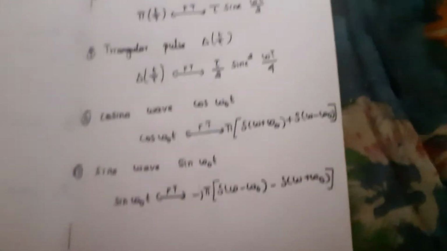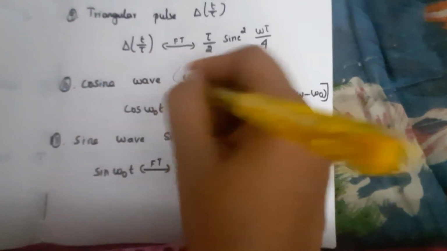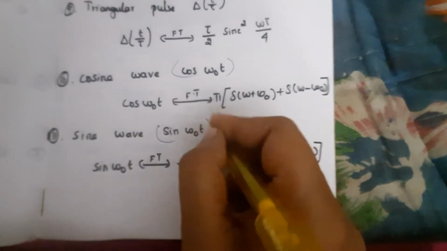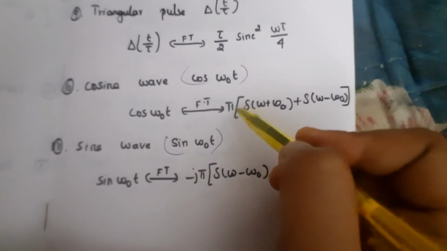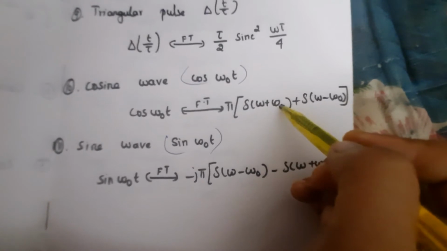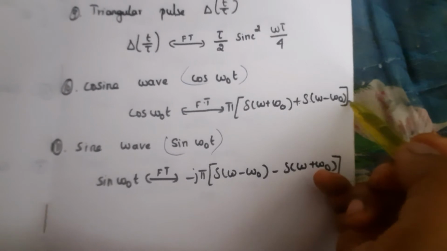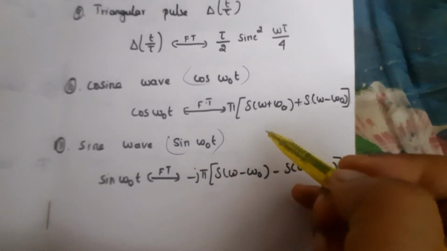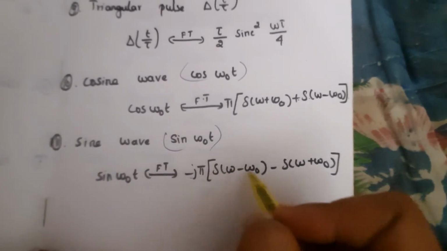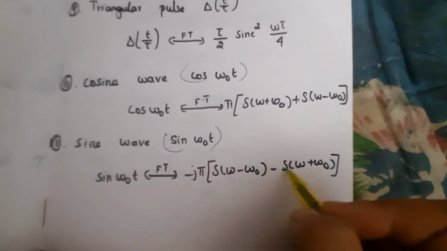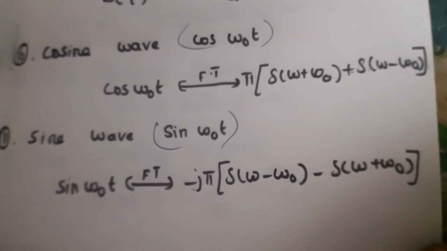And similarly for the cosine wave and sine wave. For the cosine wave, cos omega naught t, the Fourier transform is pi of del of omega plus omega naught plus del of omega minus omega naught. Similarly, for the sine wave, it is equal to minus j pi into del of omega minus omega naught minus del of omega plus omega naught. And this is for the cosine wave and sine wave.